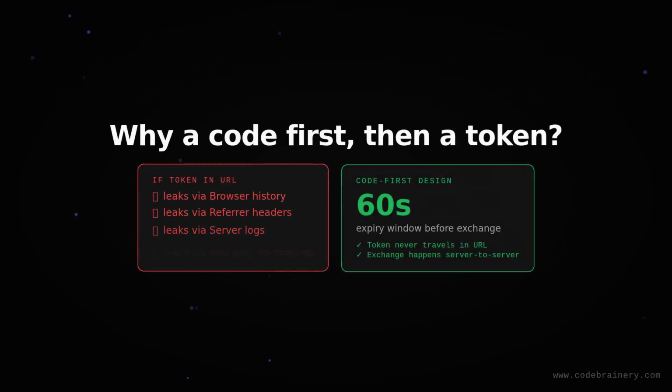Quick question. Why does the auth server send a code first, then make the client trade it for a token? Why not just send the token directly? Because the URL is public. Browser history, server logs, referer headers. Anything in a URL can leak.